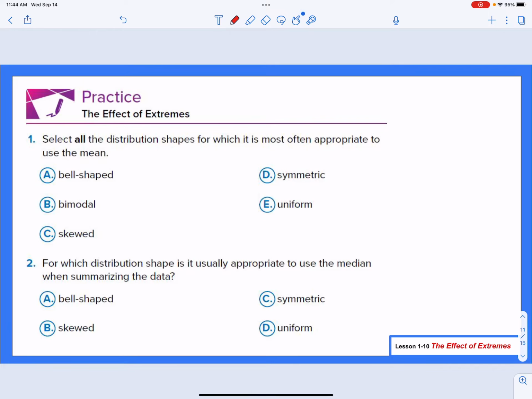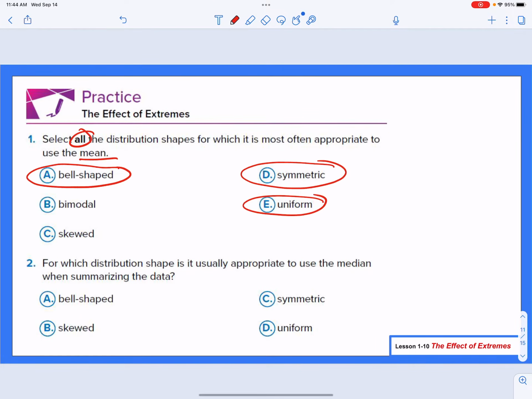Number 1, select all the distribution shapes for which it is most often appropriate to use the mean. Well, we like the mean when it's bell-shaped. We like the mean when it is symmetric. And we also like it when it's uniform, okay? So we don't like the skewed or the bimodal.